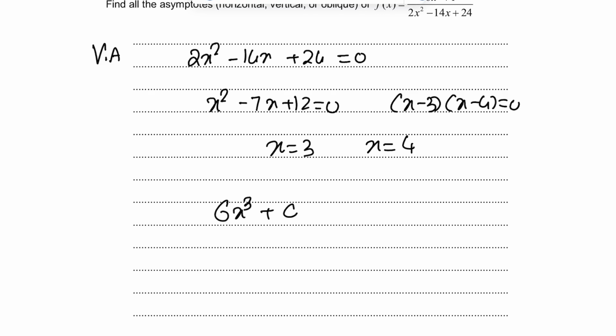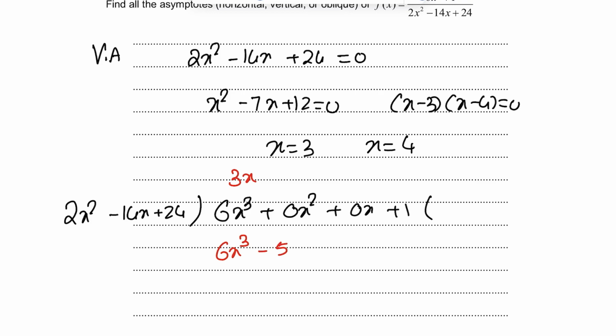6x cube plus 0x square plus 0x plus 1 divided by 2x square minus 14x plus 24. 2x square goes in 6x cube 3x times. So 6x cube minus 42x square plus 72x. So when I subtract it out, change the symbols, 42x square minus 72x plus 1.